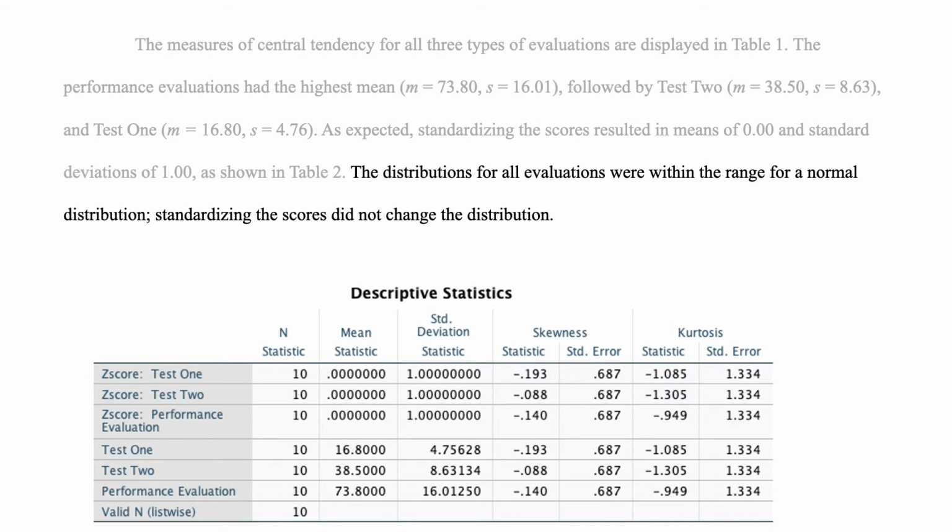Remember that it's still considered normal if it's within a -2 all the way up to a +2. So our data is well within the normal range. So I would simply write the distribution for all evaluations were within the range for a normal distribution. Standardizing the scores did not change the distribution. All standardizing scores does is tell us how many standard deviations above the mean each score is.